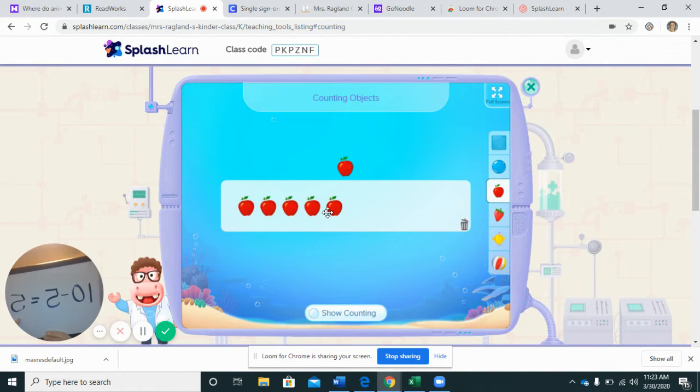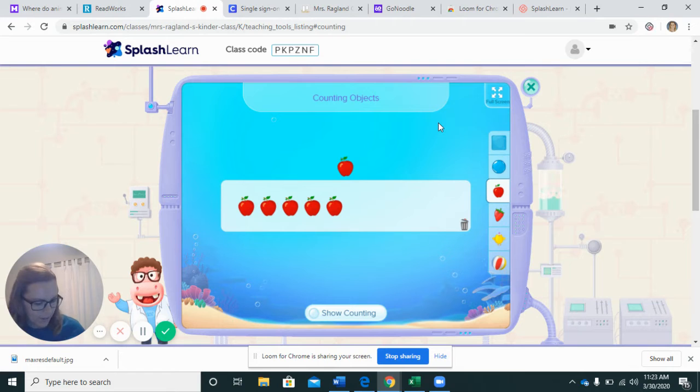Now let's do another problem. This time we're going to start off with 5 objects in front of us. So that means instead of my math problem starting with the number 10, I'm going to start off with the number 5. So make sure you have 5 objects in front of you. Right now I have 5 apples in front of me. And we're going to take away a certain number.